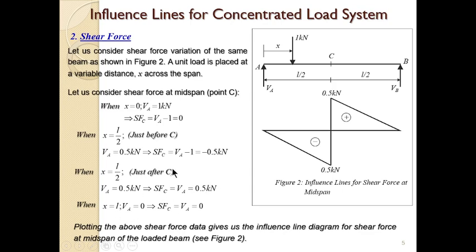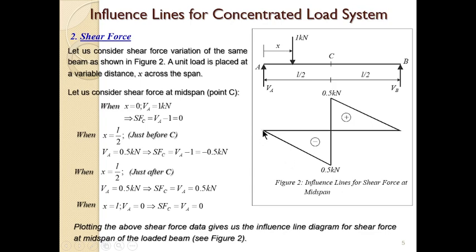So the next thing is when x equal to L. When x equal to L, that means the 1 kilonewton load is here, directly on top of VB. At that point, VA will be 0. And shear force there will be equal to only VA, because VA will be the only force at the left of C. So VA, shear force will be VA and will be equal to 0. So we can now use this information and plot the influence line for shear force at C.